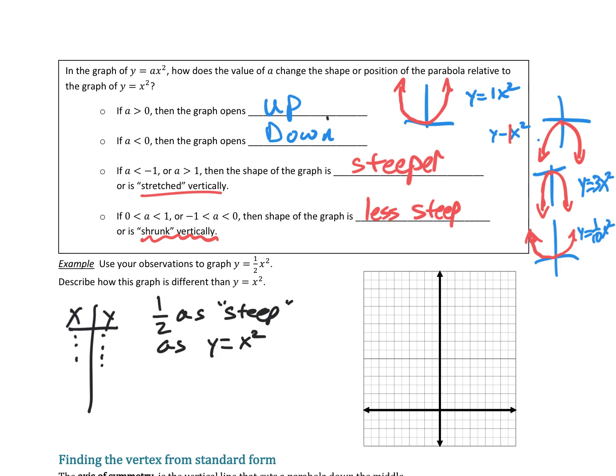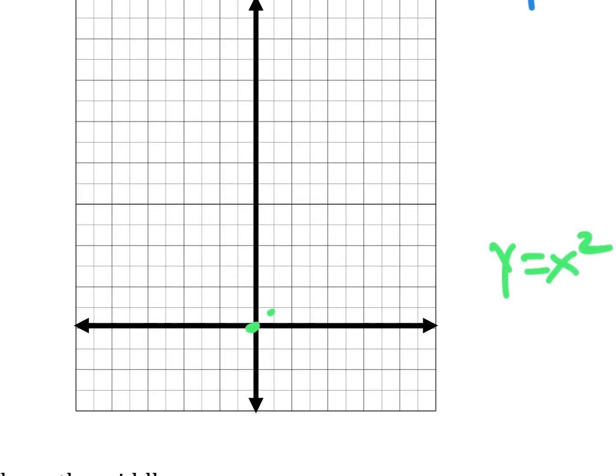It's going to be half as steep as y equals x squared, or we say this has vertically shrunk. So to start off here, let's think about the points of y equals x squared. We graphed those earlier: 0, 0, 1, 1. Zoom in here, and 2, 4, negative 1, 1, negative 2, 4. Before I go any further, I should label my axes. If we're going by ones, that's good enough.